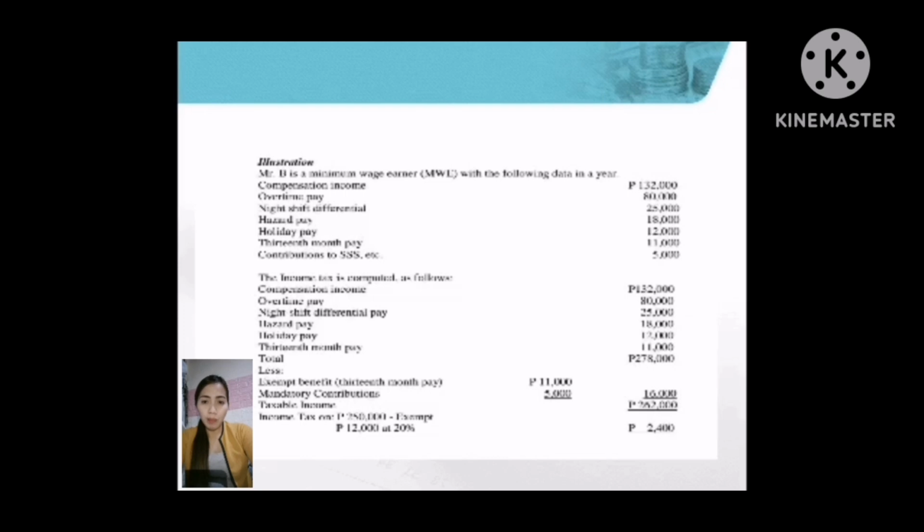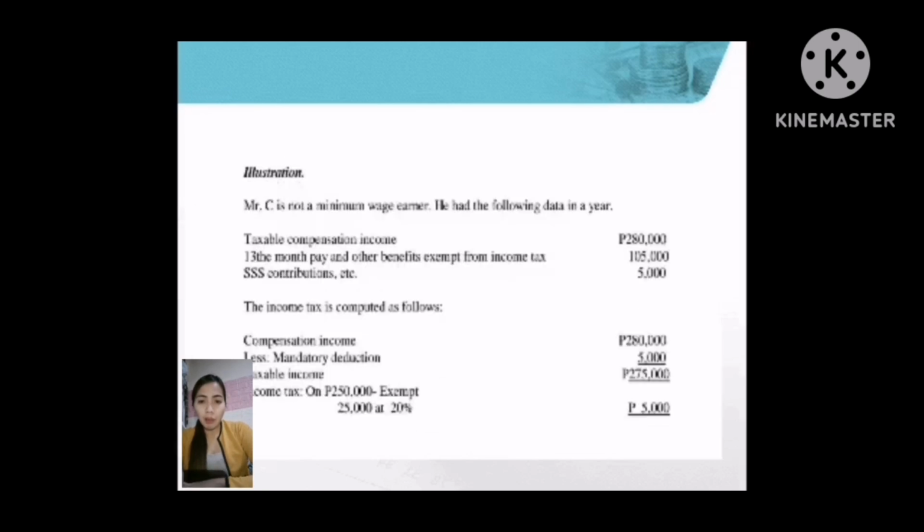And the last one po is Mr. C is not a minimum wage earner. He had the following data in a year. Taxable compensation income is 280,000. 13-month pay and other benefits exempt from income tax is 105,000. SSS contribution etc. is 5,000. The income tax is computed as follows.